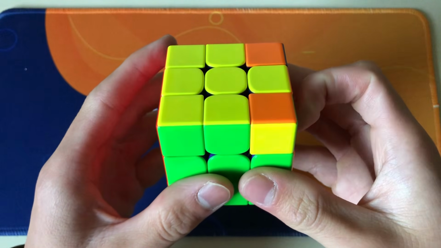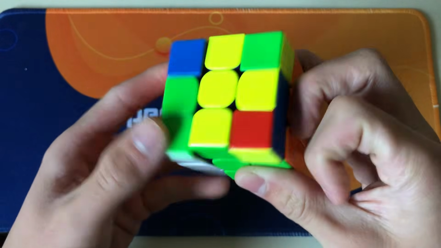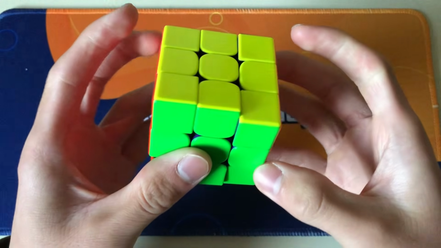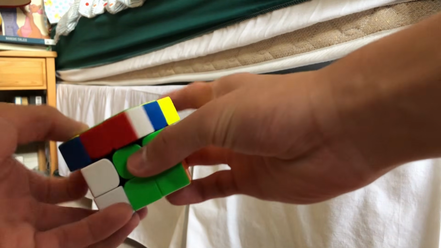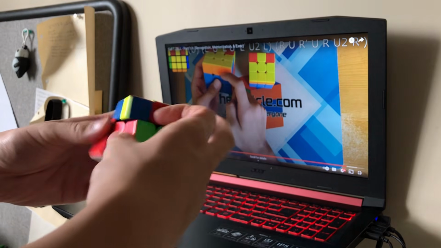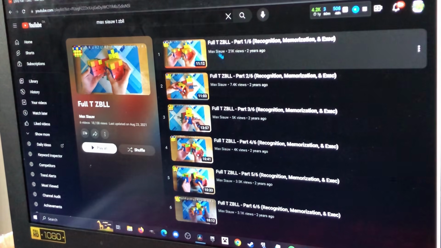First you do a U move, and then you do an anti-sune with your left hand, and then you do a sune with your right hand. Yeah, I already know both of these algorithms, so this case is incredibly easy. Because this last case saved me a lot of time, I decided to start Max Xiao's second ZBLL video.